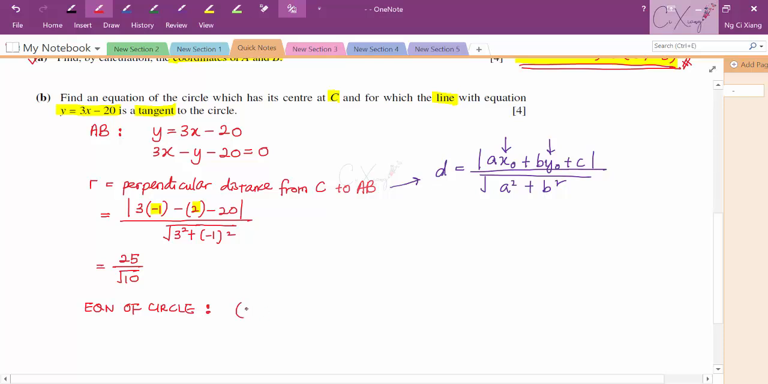The equation of the circle will be x minus the center, so x minus x0, and my center is -1. When I put it inside the bracket, it becomes +1. So I have x plus 1 squared, plus y minus 2 squared, equals r squared. So r squared is 25 over the square root of 10, all squared. You can leave your answer in this form, or you can square the r.